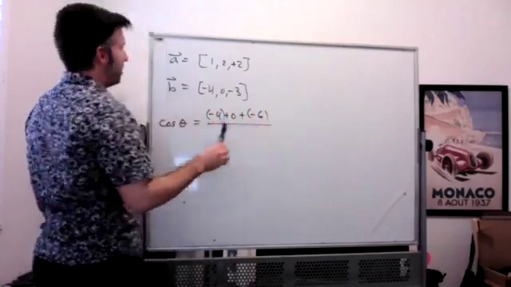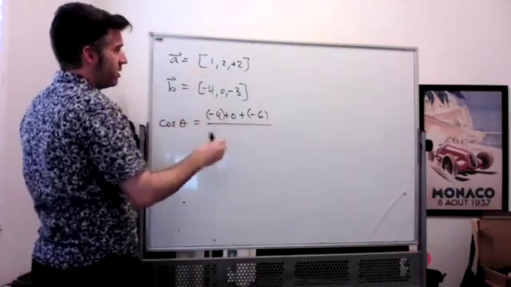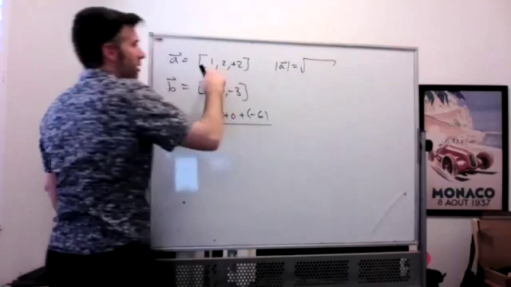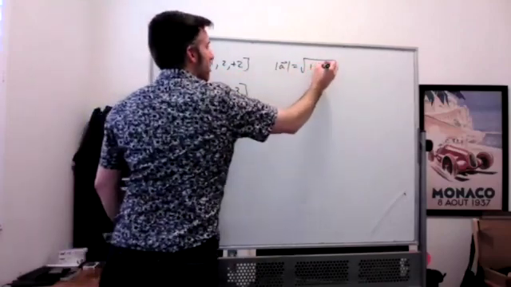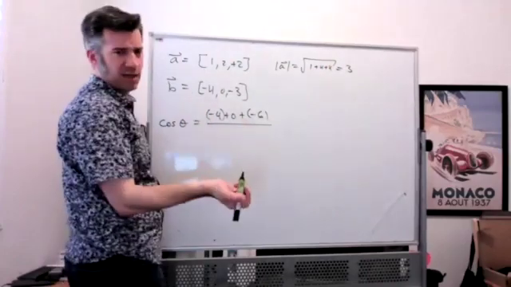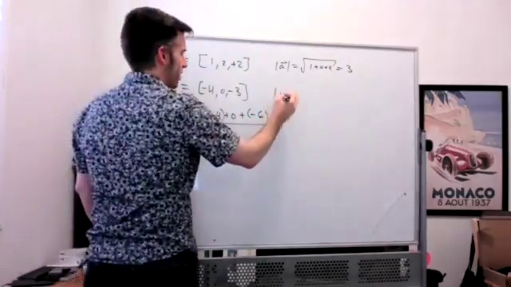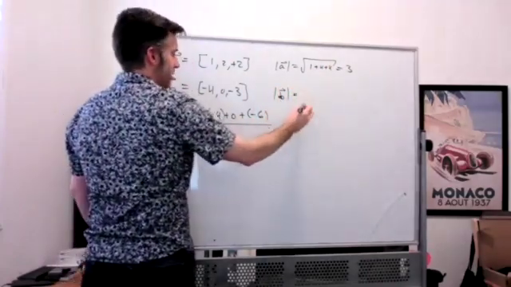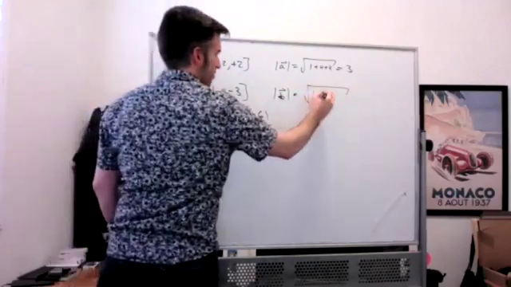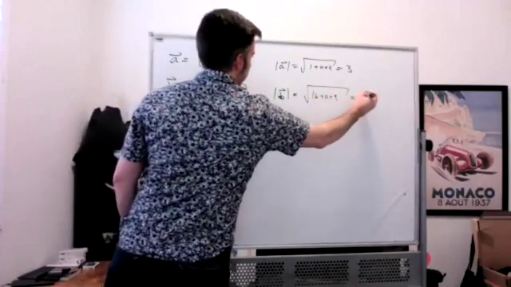Divided by the magnitude of a. The magnitude of a is the square root of 1 plus 4 plus 4, which is 3. The magnitude of b happens to be a nice number too. That was clearly by someone else's design. The magnitude of b is the square root of 16 plus 0 plus 9, which is 5.